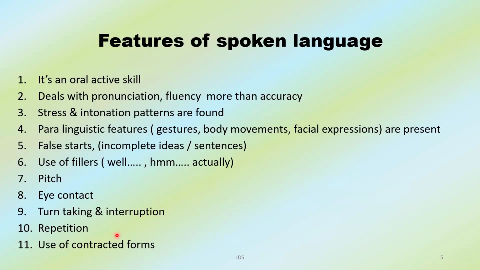Contracted forms. In spoken language, when we tend to develop dialogues or role plays, it's the contracted forms that are used over there. It's I'm, we're, right? We don't say we are, I am. Likewise, it's the contracted forms. Especially with spoken language, a whole lot of contractions are used. So go through the features once again very quickly.